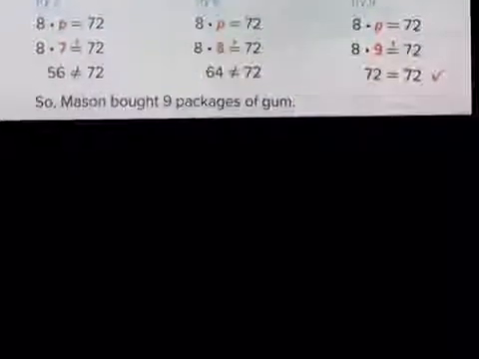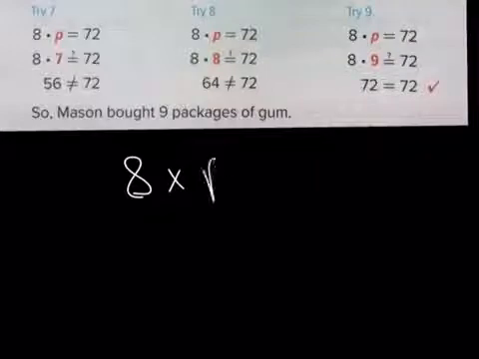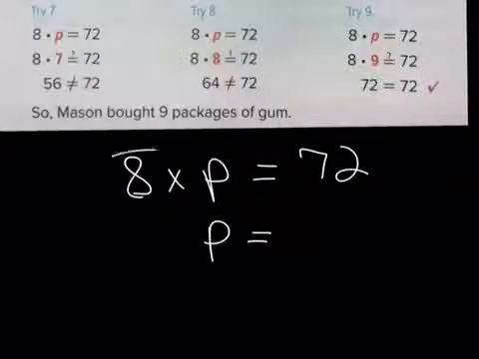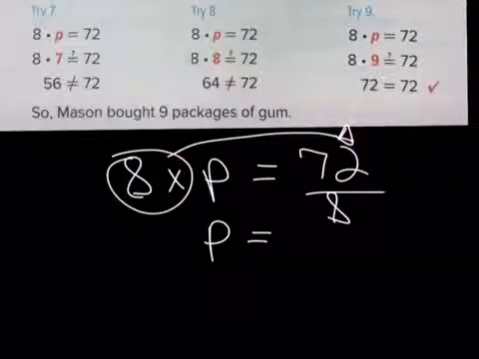Now, boys and girls, why don't we do some real math, and let's do 8 times p equals 72. Isolate the variable where you have p, and you do the inverse operation on this side. If this side is multiplication, this side is the opposite, which will be division, right? And there you go, p equals 9.